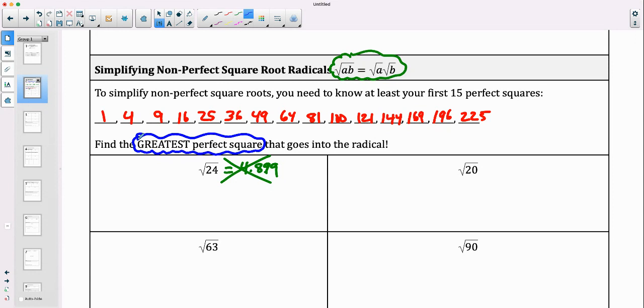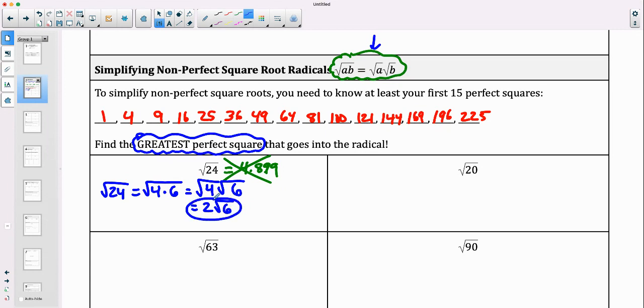And they do, so I'm going to start over. 24, we want to write it as a product with a perfect square. So 4 is a perfect square that goes into 24 6 times. And then what we can do comes back to this part here. If you can write it as a product, you can split that square root up. So I can write this as 2 square roots, 4 and 6. And then the square root of 4 is just 2. So I can get this down to 2 times the square root of 6.